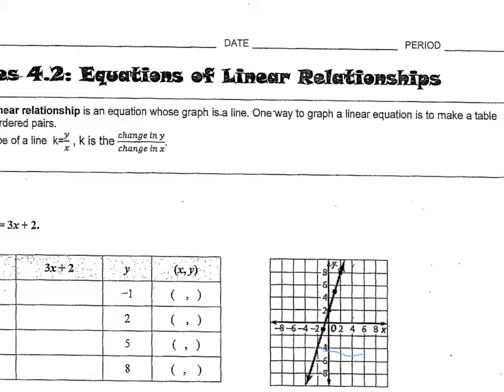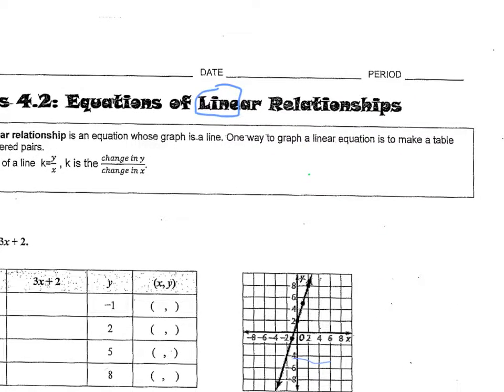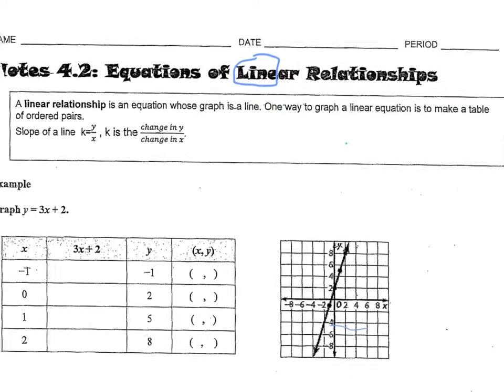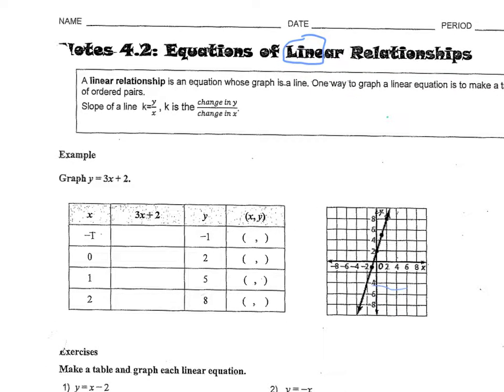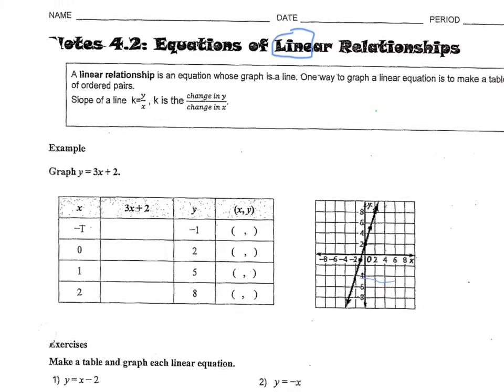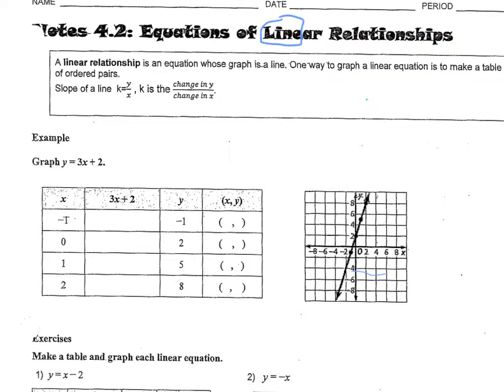So equations of linear relationships, that word linear, think about the word line. The word line is in it. And so that's what we're talking about. Those lines that are on the graph, when we talk about our slope line, that's what we're talking about. That's a linear relationship. And that's an equation whose graph is a line.